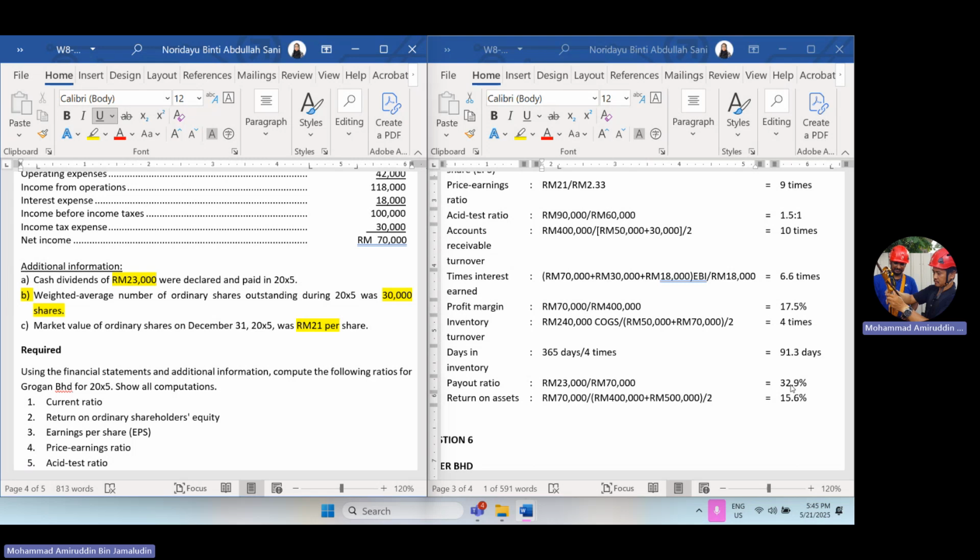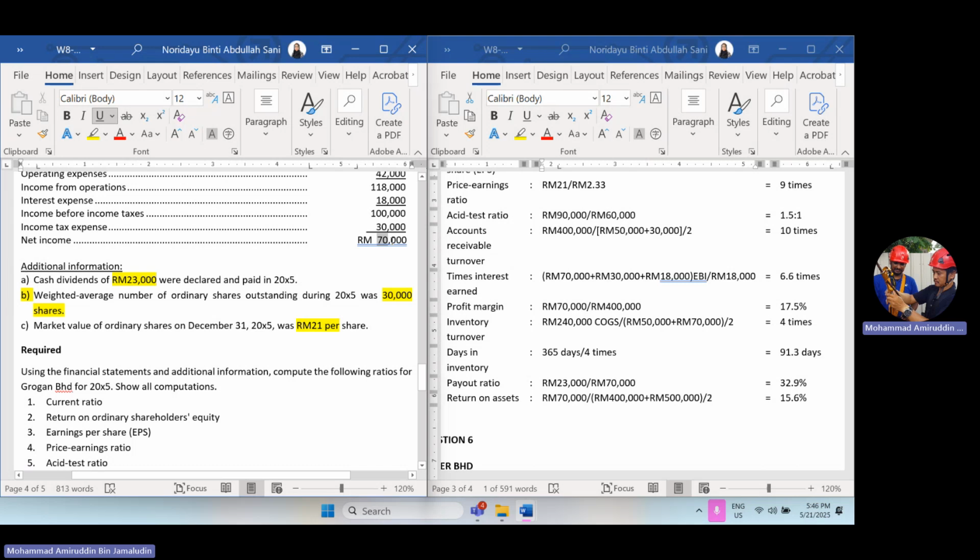But at the same time, you must take care of your investors too. If you don't pay them dividends, they are not happy. They will pull their investment. So you can put all this inside your assignment. And then return on asset.